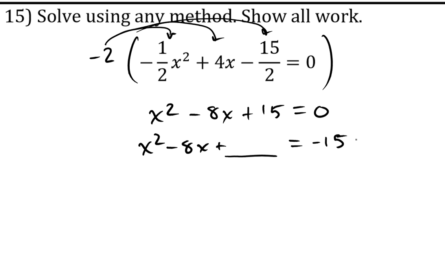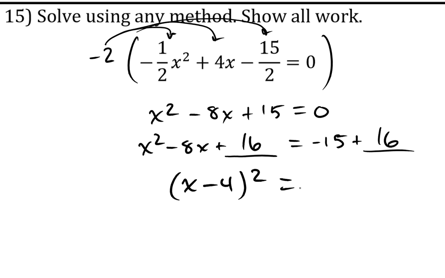I'm going to be adding the same value on both sides to complete the square. For this problem, I'm taking half of negative 8, which is negative 4. Negative 4 squared is 16. And right here, I'm going to add 16 also. So this equation now, the left-hand side is a perfect square trinomial. I can write that as x minus 4 quantity squared. And over on the other side, negative 15 plus 16 is positive 1.